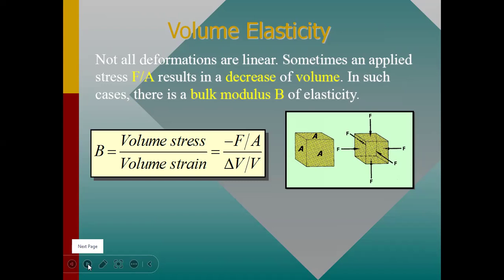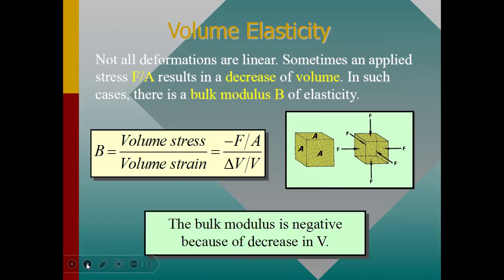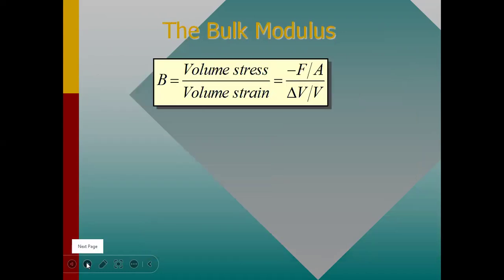The volume stress will be negative because after applying pressure on a body, the volume of the body will decrease. This is why there is a negative sign here, and the bulk modulus is negative because of the decrease in volume. So what is the bulk modulus? This is the formula for finding the bulk modulus.